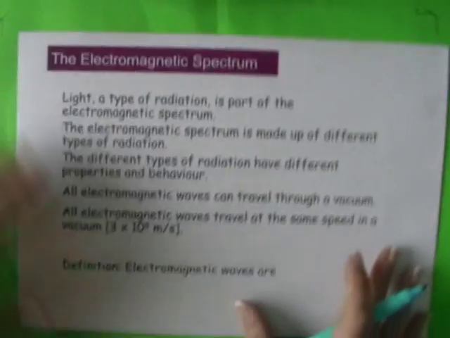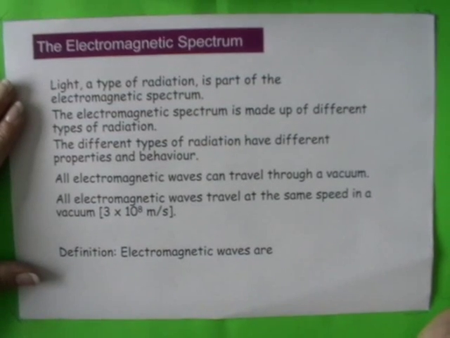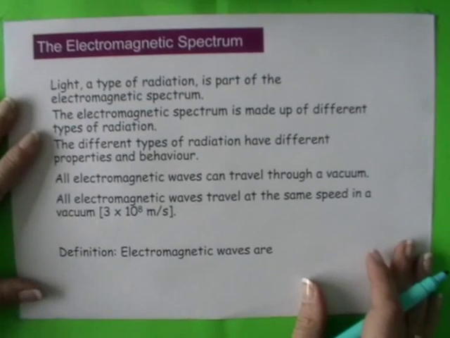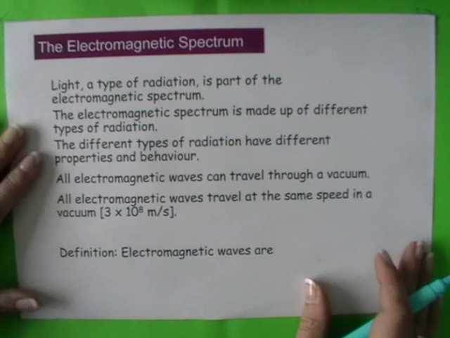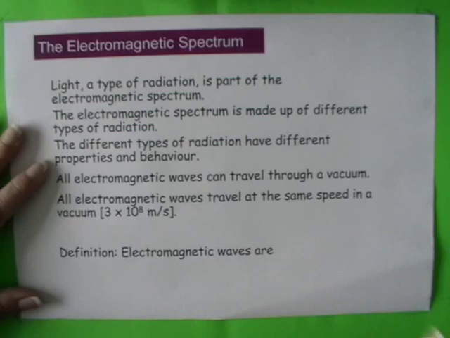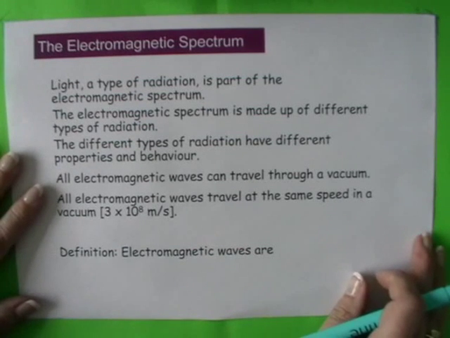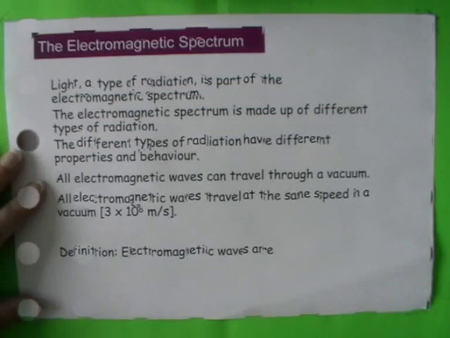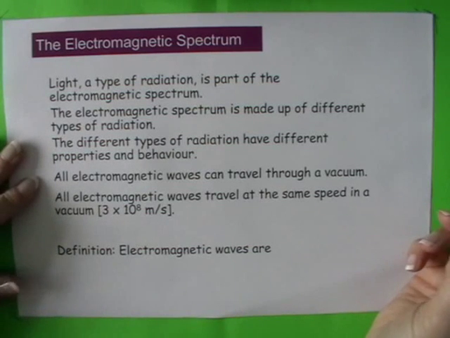And finally, to summarise, light, a type of radiation, is part of the electromagnetic spectrum. The electromagnetic spectrum is made up of different types of radiation. You have to learn what they are and the order of them. And the different types of radiation then have different properties and behaviour. If you think about the difference between the X-rays and, for example, visible light, you can appreciate how different their properties and behaviour are.